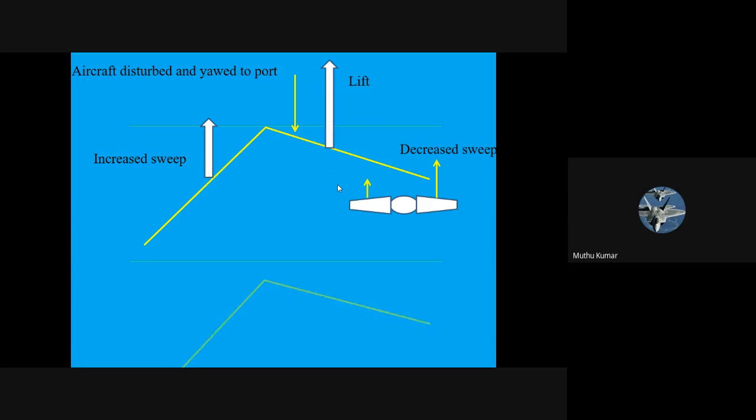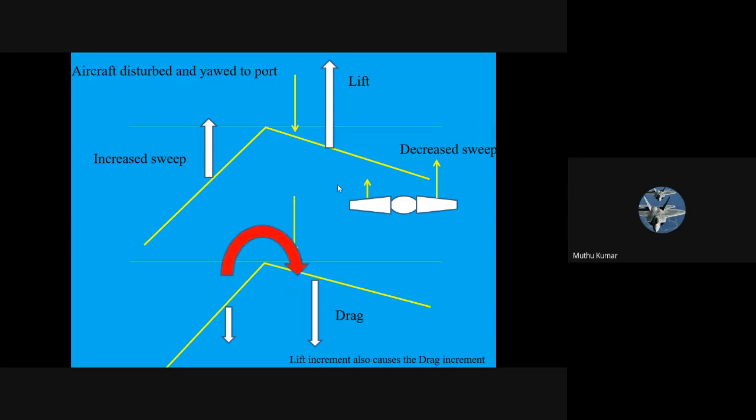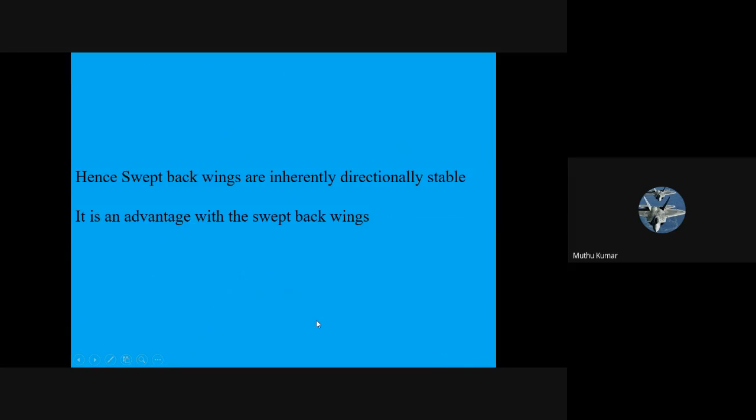So automatically, a differential drag is also created. The drag will create the restoring moment that is required, because the aircraft is tilted towards port. As it is tilted, being a swept back wing, this started creating more lift, and automatically this started creating more drag.